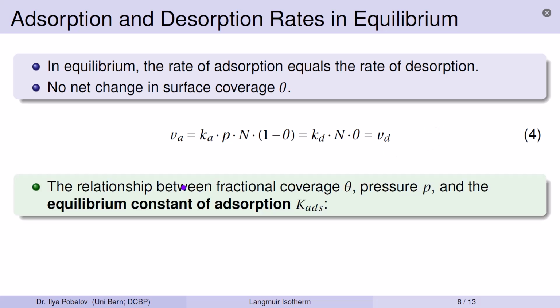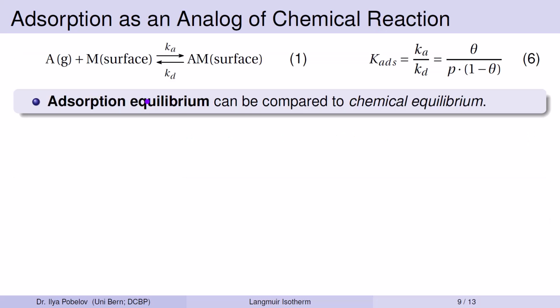This equilibrium condition can be further simplified to express the relationship between fractional coverage theta, pressure P, and the equilibrium constant of adsorption K_ads. Theta divided by P times (1 minus theta) equals K_ads. Adsorption equilibrium derived in the context of the Langmuir model can be compared to an equilibrium in a chemical reaction.